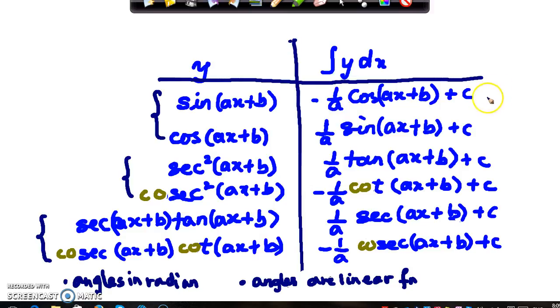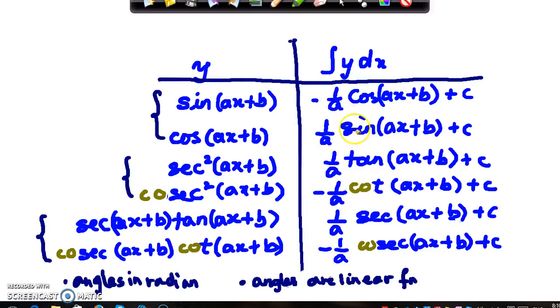And then, on top of that, you must also notice that all the answers must end with plus c. The main reason is the integration is an indefinite integral. In other words, no limits. So you must end the answer with a c or plus c. So you start off by integrating. Remember, you must always differentiate the angle and put it over here. That means 1 over a.